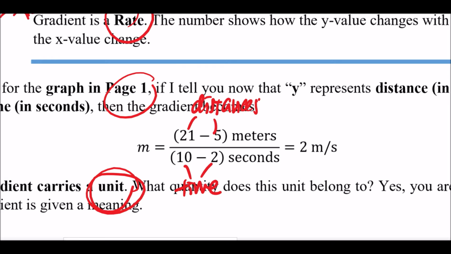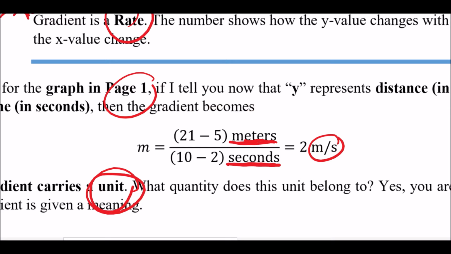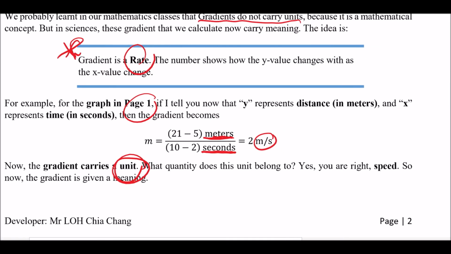So the y, which is d, carries a unit of meters, and the t carries a unit of seconds. If you recall your chapter 1, you take a meter quantity divided by a second quantity, and your final unit should be meter per second. So the number is 2, but the unit is meter per second. What quantity has the unit of meter per second? If you're quick enough, you will tell me that it is speed. Speed has the SI unit of meter per second.